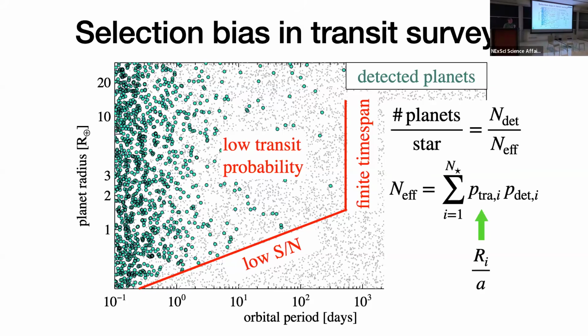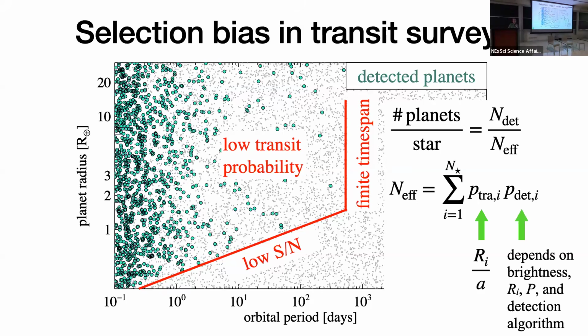Each star contributes to that sum according to the product of the geometric transit probability, the radius of the star over the orbital distance, as well as the detection probability. That is, can we detect the signal in the presence of the noise, which depends on the brightness of the star, the radii of both bodies, the orbital period, as well as the detection algorithm.